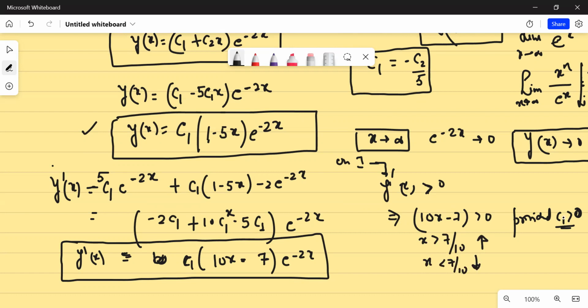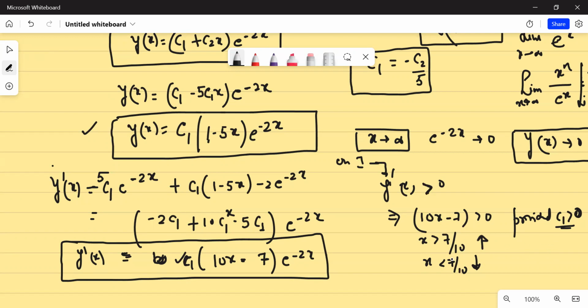Because if c1 is negative, then things would change. Are you getting my point? On an interval I, if my function is increasing, then on that interval my derivative should be positive. The exponential is always positive, forget about it, so 10x minus 7 should be positive if c1 is positive. But I don't know about c1. C1 is an arbitrary constant whose value cannot be determined from the conditions given to us. The conditions are not sufficient to find the value of c1.